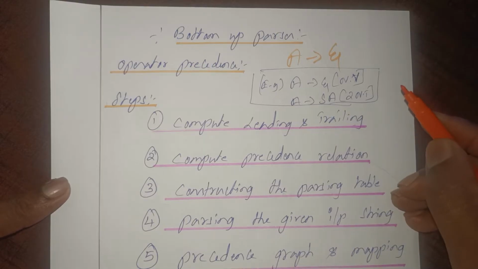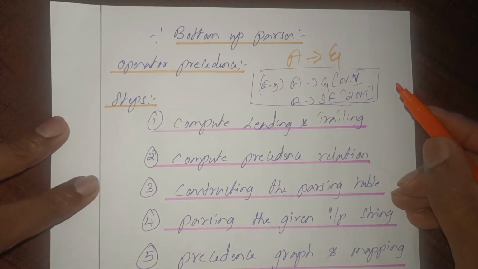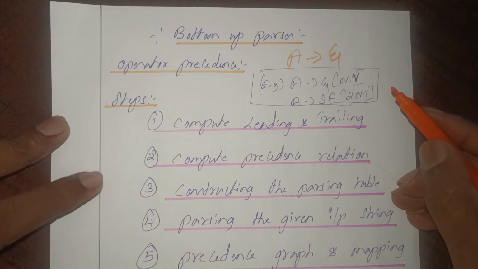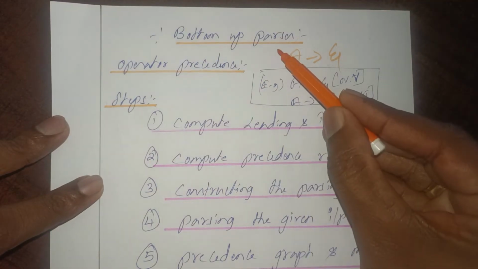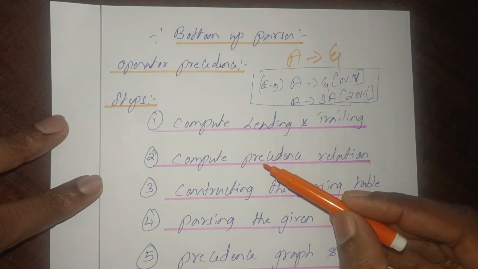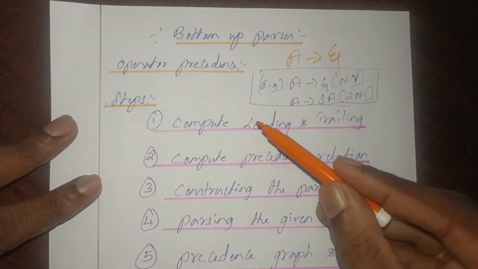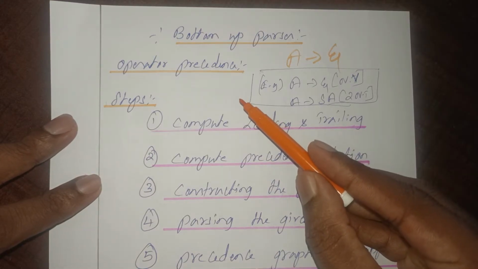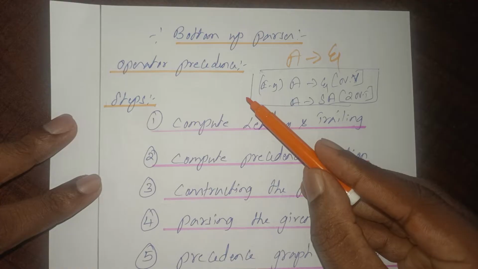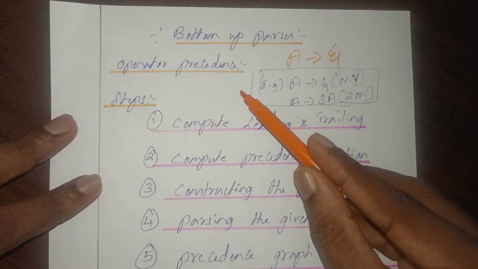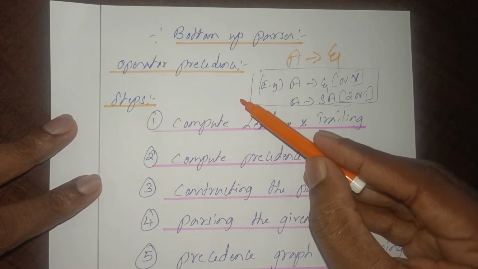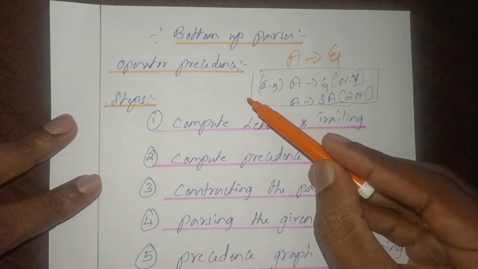Now I am going to explain to you the topic called operator precedence parsing, which is the most important parsing technique in bottom-up parsers. Let me tell you some of the importance of operator precedence. It is a kind of shift reduce parsing method. It is applied to a small class of operator grammars. And most importantly, a grammar is said to be an operator precedence grammar if it has two properties.